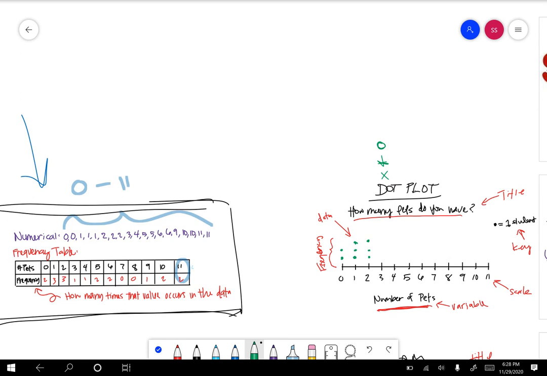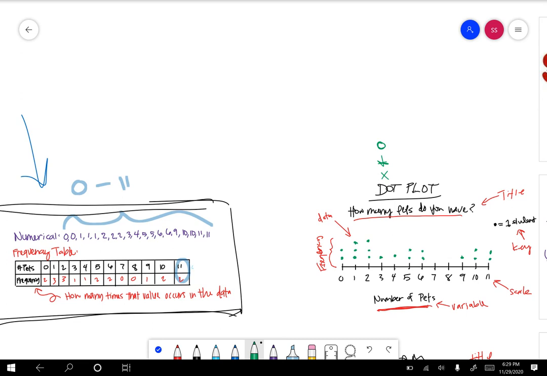Okay, so number 3 is 1. One person has 4 pets. 2 people have 5 pets. 2 people have 6 pets. No one has 7 or 8 pets, so we'll just leave those blank. 9. One person has 9 pets. 2 people have 10 pets. Maybe they just have a lot of fish. That's fine. And 2 people have 11. Okay, so there's our dot plot.